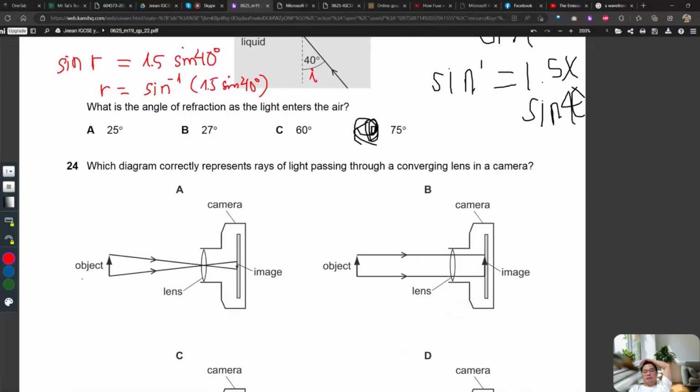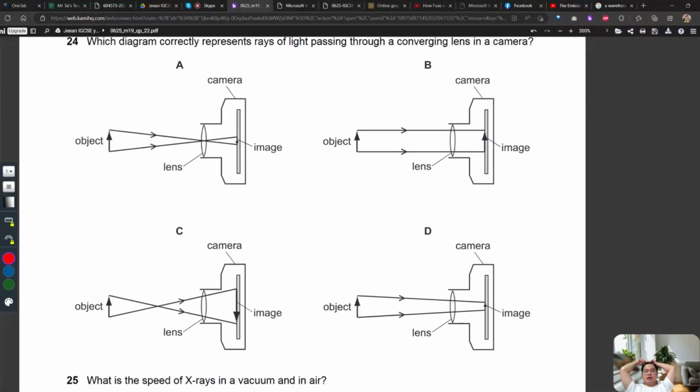Question 24: the diagram correctly represents the rays of light passing through a converging lens in a camera. The correct diagram is A. The line passing through the center of the lens goes straight. Remember that. The image formed is inverted, upside down, real and smaller. This image is placed on a sensor. I forgot the name of that thing.